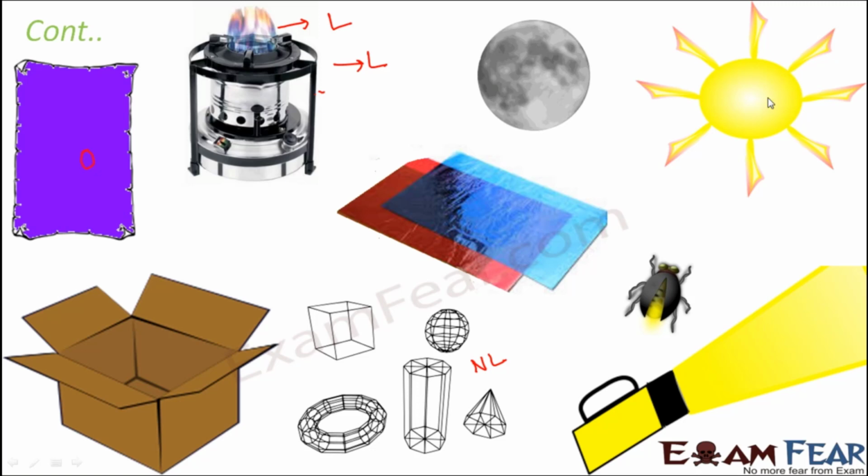You talk about the sun, it is a luminous object, it has its own light. But when you talk about the moon, it is a non-luminous object because it reflects the light that it receives from the sun. So it is an illuminated object or non-luminous object. You think of a firefly. Firefly is able to produce its own light, so it is a luminous object. Think of a torch. So a lighted torch also produces its own light, so it is again a luminous object.